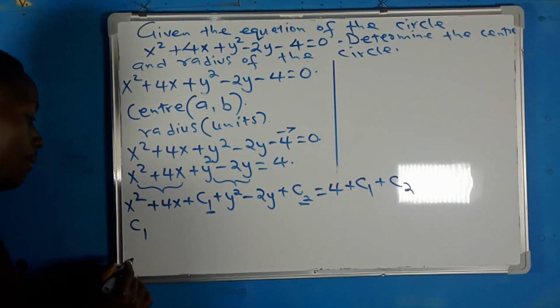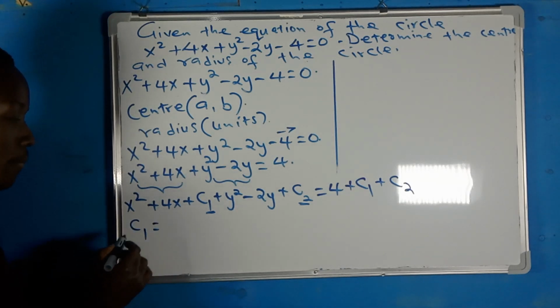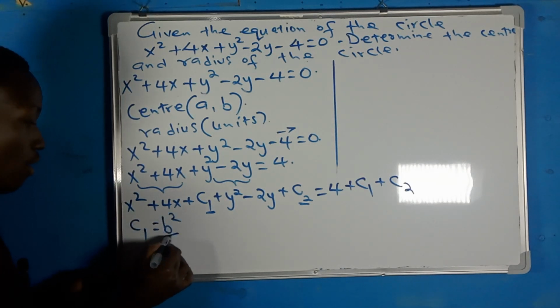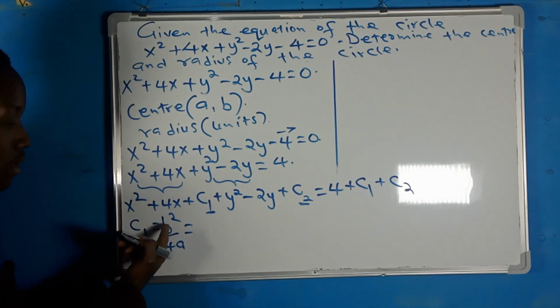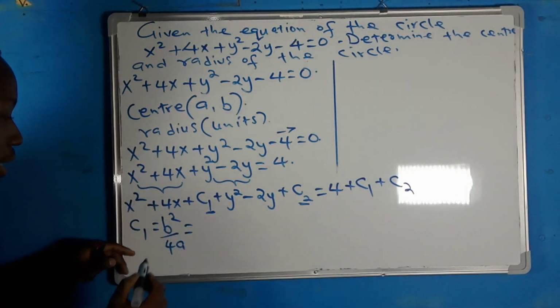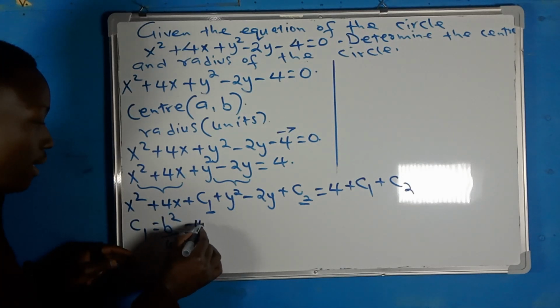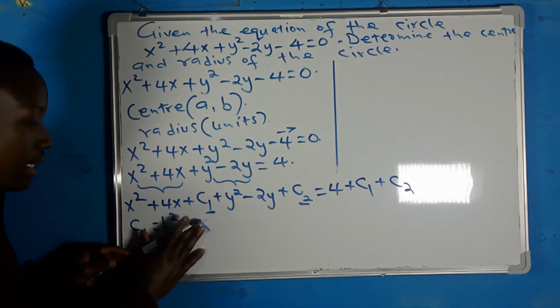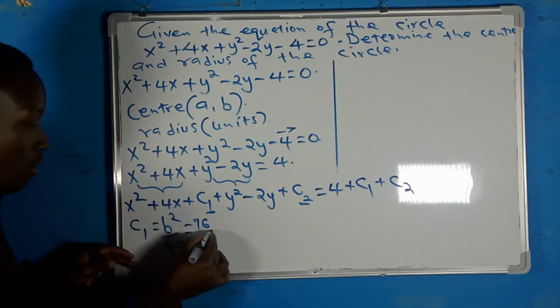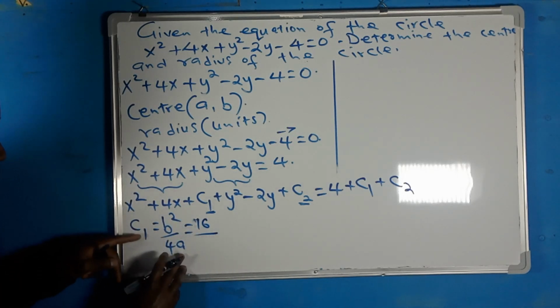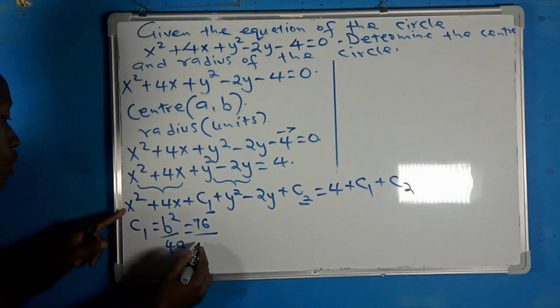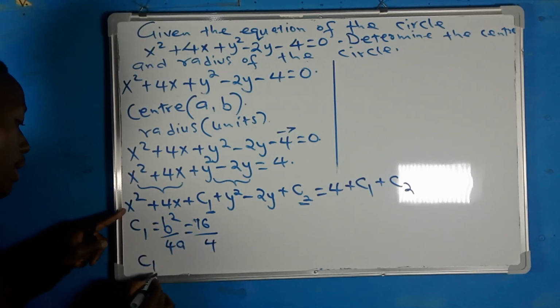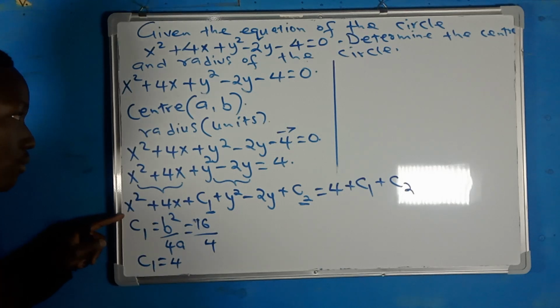So how do we find the third term? C1 is going to be equal to b squared over 4a. That is how we determine it. b is the coefficient of x, that is 4, so 4 squared is equal to 16, over 4a, 4 multiplied by a, that is 4 times 1, which is equal to 4. So our C1 will be equal to 4.